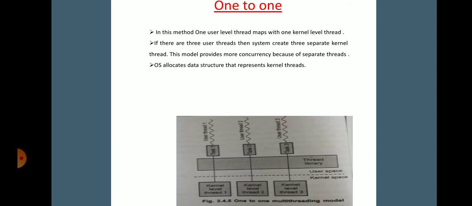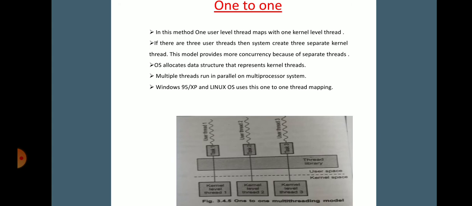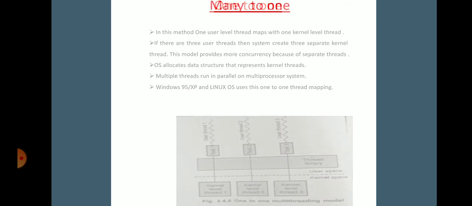As the number of threads in a system increases, the amount of memory required also increases. Windows 95, XP and Linux operating systems use this one-to-one thread mapping. The only overhead in this method is the creation of a kernel thread for each user level thread. Next is many-to-one.